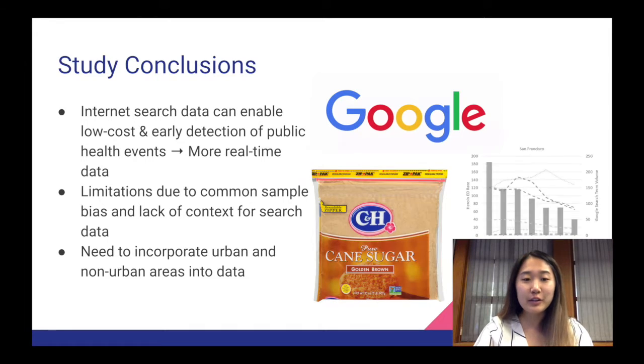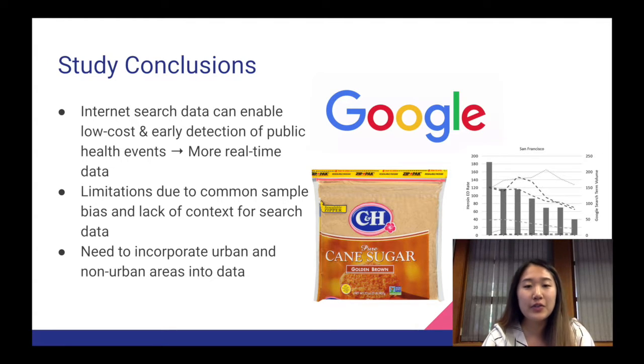Looking at the study conclusions, we can see that internet search data can enable low cost and early detection of public health events. Using this internet search data is something that's very accessible and allows us to provide more real-time data, therefore not having to use outdated data, which may not be as relevant to our research.